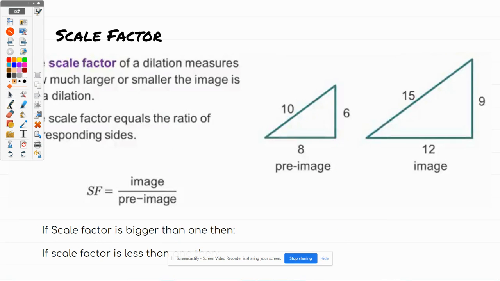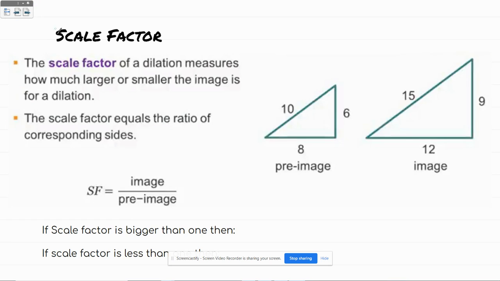Now, what is the scale factor? The scale factor is that number. So on the last one, we put the new guy over the old guy and we got 1/2. So the scale factor is 1/2. On the one where it gets bigger, it was 2 over 1. And they were related, but if it's bigger than 1, that means an enlargement happened. If it was less than 1, it's a reduction.